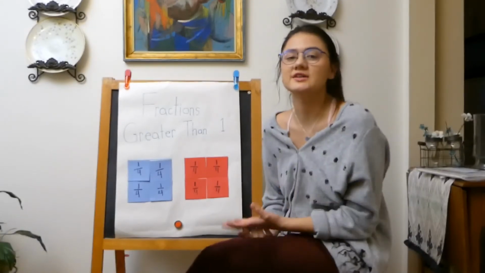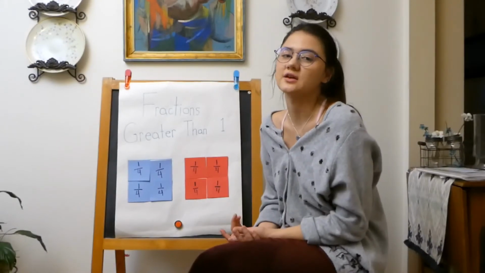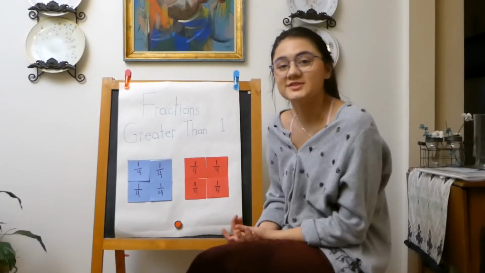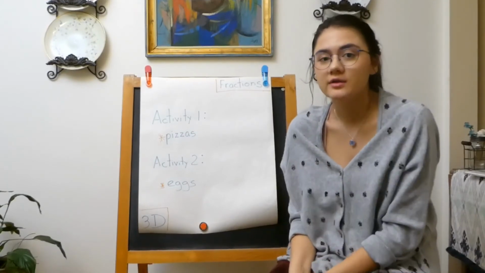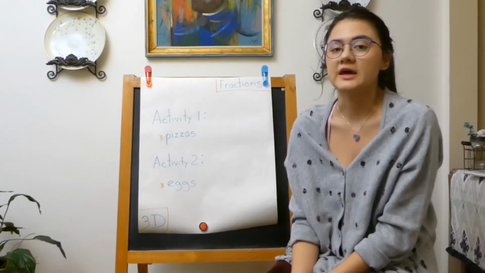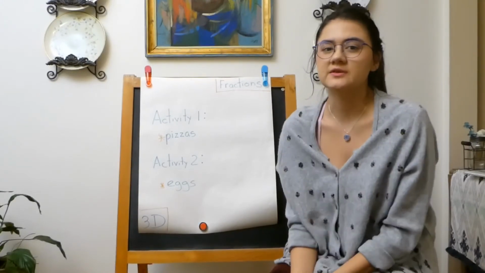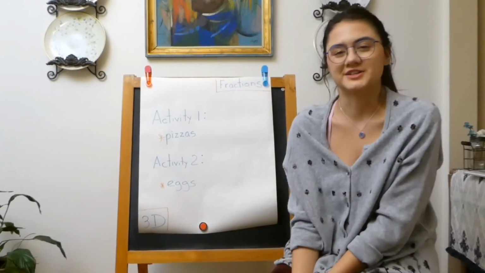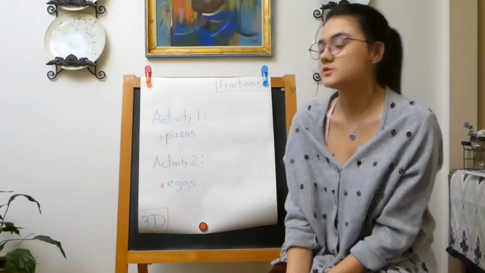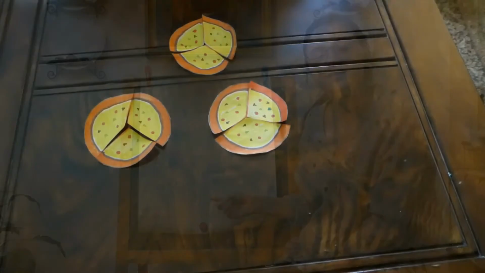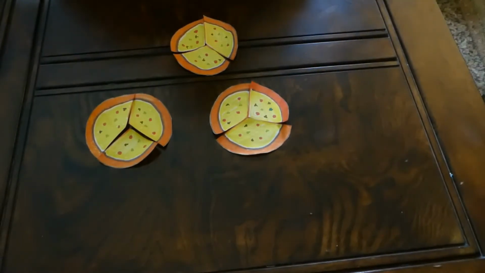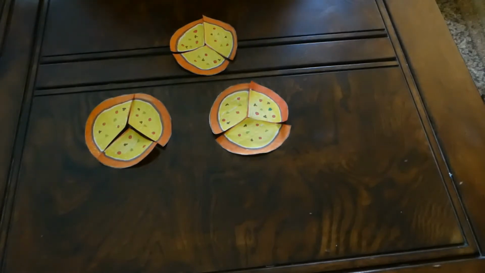Now let's try some activities to practice our whole numbers as fractions. So now that we've reviewed what fractions are and whole numbers as fractions, let's do some activities to practice whole numbers as fractions. So our first activity is going to be on pizzas. And our second activity is going to be on eggs. Alright, so here we have our first activity. This activity is going to help us connect whole numbers as fractions to our daily lives.